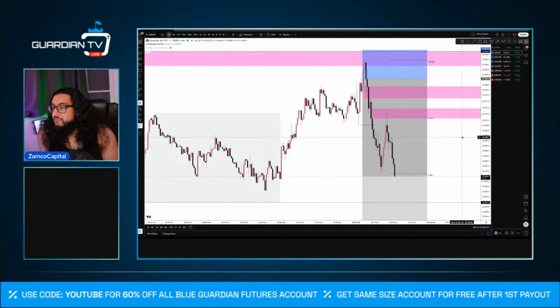This is the Z flow model. Very simple. I've explained it to everyone here. It's just how the Z flow model works. It's like an 80-something percent win rate. So that's how I got over $1 million in payouts with prop firms. But yeah.